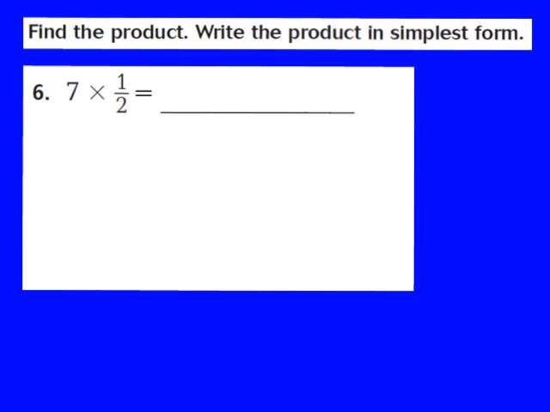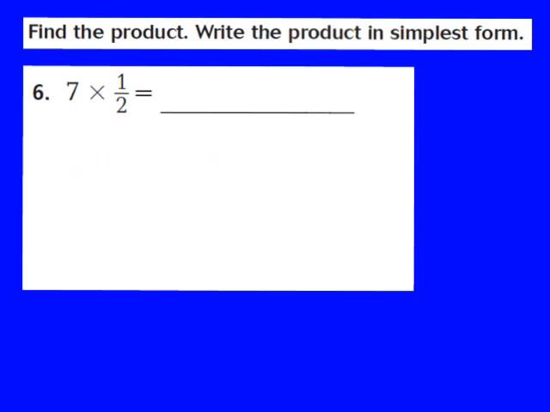Now let's take a look at question number 6. Once again, we're going to find the product, and we're going to write that product in its simplest form. For question 6, we're now multiplying the whole number 7 times the fraction 1/2. Once again, our first step is going to be to focus on that whole number factor, which is 7, and we're going to rewrite that as 7 over 1.